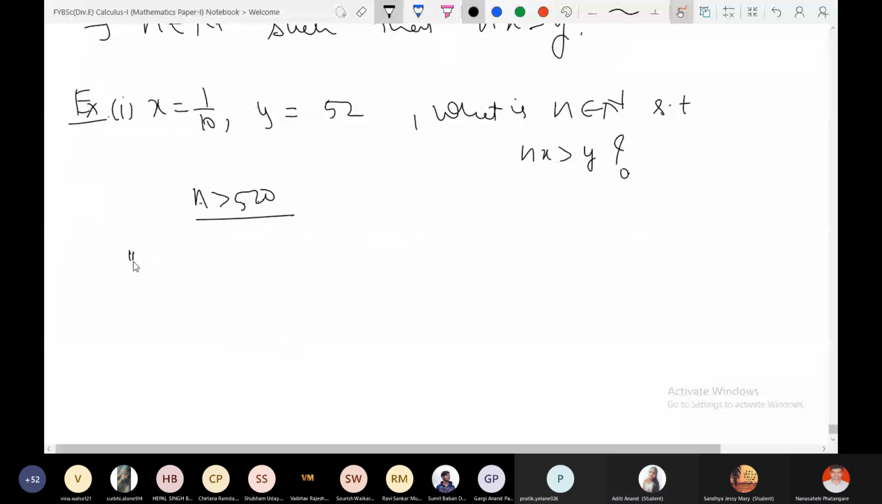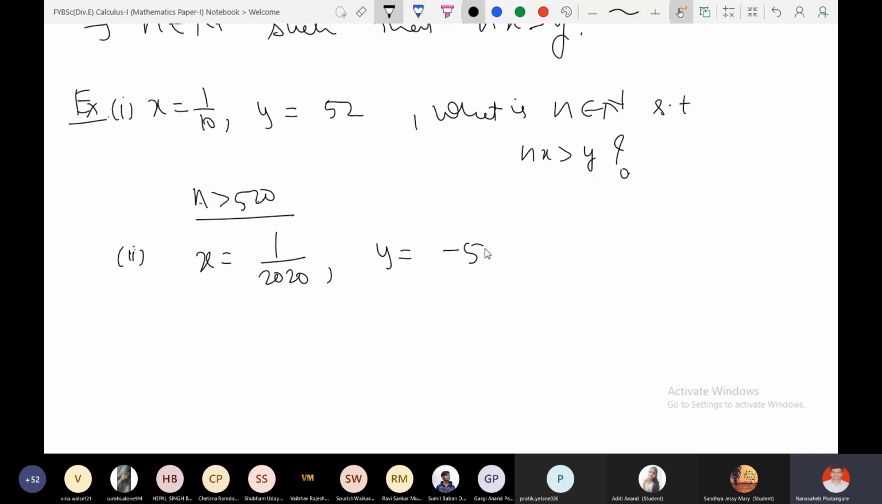Yes, sir. So look at another example: x equal to 1 upon 2020 and y equal to minus 5000. Then what n can you select such that nx is greater than minus 5000? You can choose any natural number, right, from n equal to 1, because if y is negative, anything positive is not an issue. Do you understand? If I take n equal to 1, then also it is fine. nx is greater than this, correct?